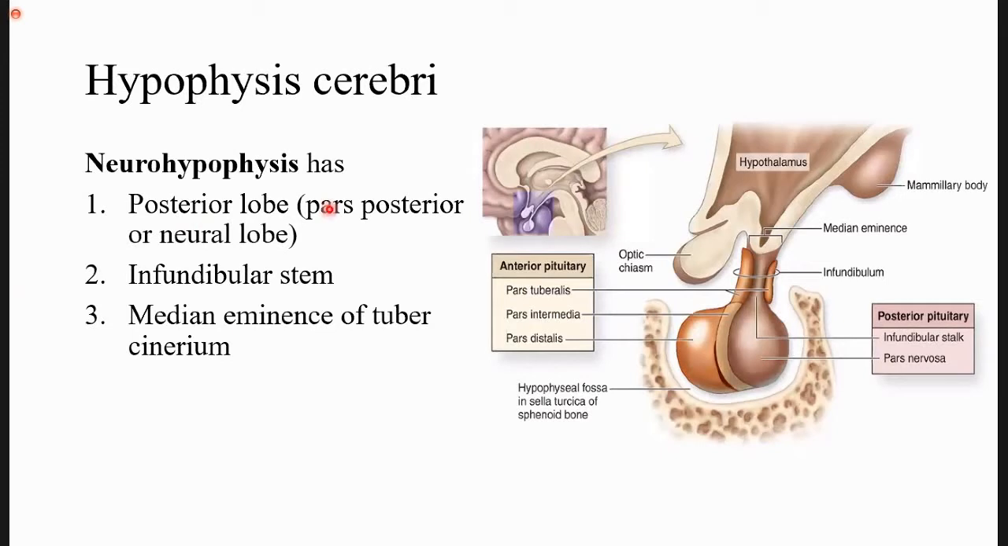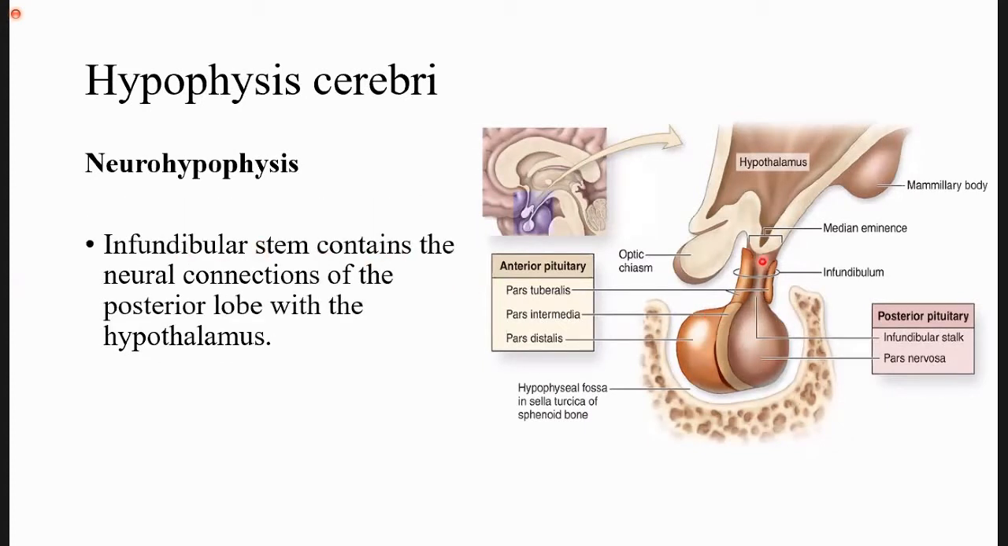Neurohypophysis, this is the posterior part, and it consists of, again, three regions. The larger one is the posterior lobe, which is called pars posterior or neural lobe. Then there is the stalk, infundibular stem, and then there is the median eminence. This region is the median eminence. These are the three parts of the neurohypophysis.